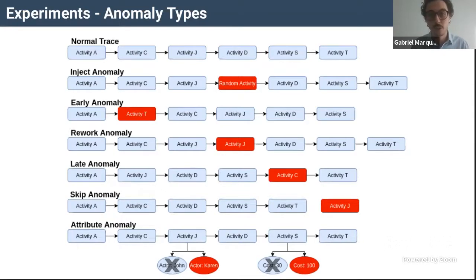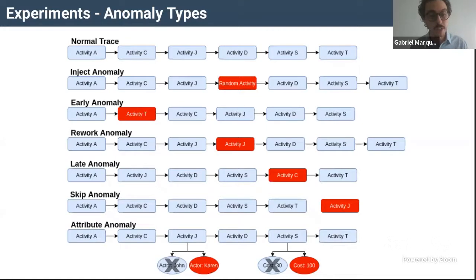So we have the normal trace and then six types of anomaly. The first one is the inject anomaly, when one activity is injected in the control flow perspective, and this activity is out of the vocabulary of the process. Then we have the early anomaly, when one activity is executed too early in the trace, before it was supposed to be executed. Then we have the rework anomaly, where one activity execution is doubled because this activity happens more than once. Then we have the late anomaly, when one activity is executed too late in the trace, and the skip anomaly, where one activity is skipped, so it's missing from the final trace. All these anomalies affect the control flow perspective of the trace.